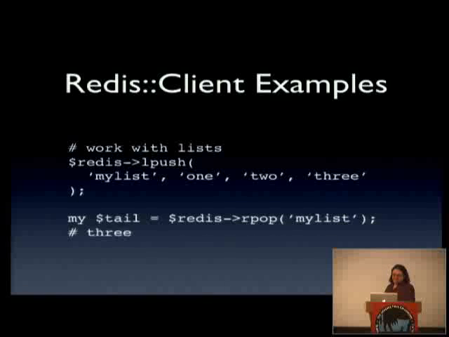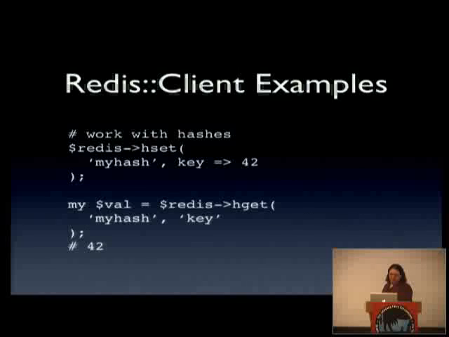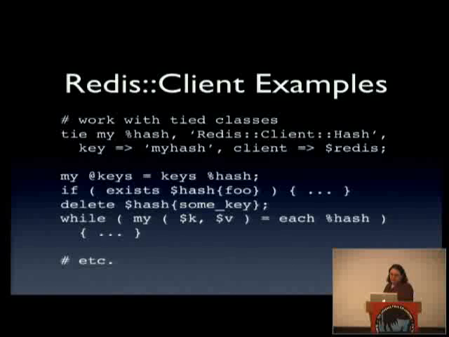Here's an example of working with lists. We can push 3 values onto the end of a list called myList. We can use rpop, that's right side pop, which is equivalent to Perl pop, to get the last item off that list, which would be the string 3. Hashes, again, work similarly. We specify the name of the hash, the key, and the value to set one. And to get values from the hash, we specify the name of the hash and the key, and you see that would return 42.